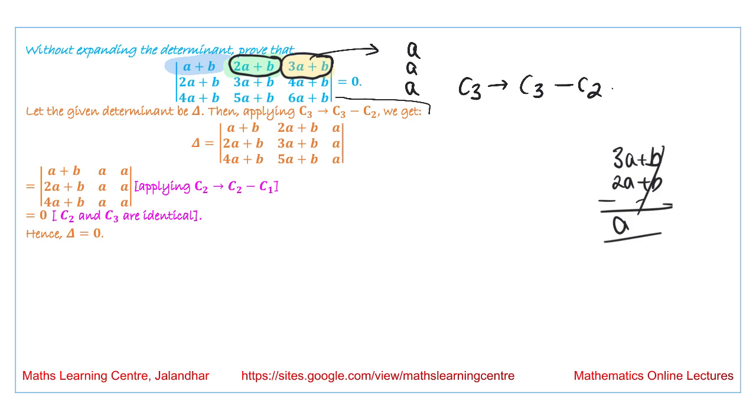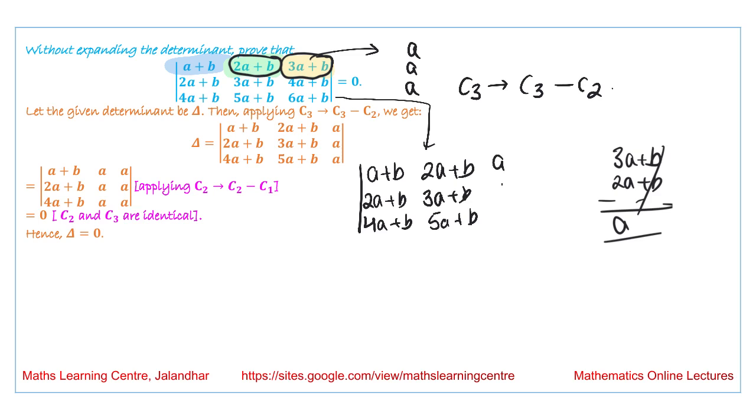So our determinant will become a plus b, 2a plus b, 2a plus b, 3a plus b, 4a plus b, 5a plus b, and these last values we are getting are a and a. Now if we look at these two terms, a plus b and 2a plus b, the operation we are performing is on column 2, not row 2. Column 2 approaches column 2 minus column 1.